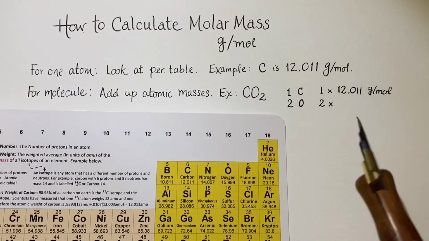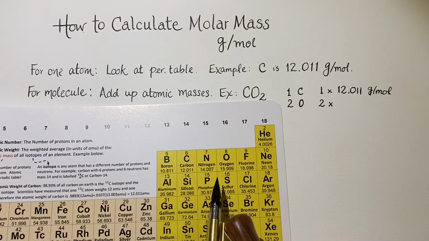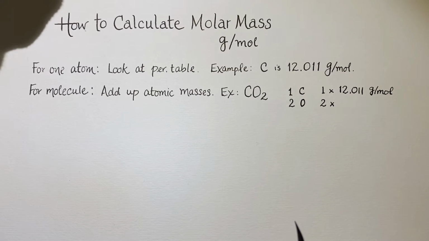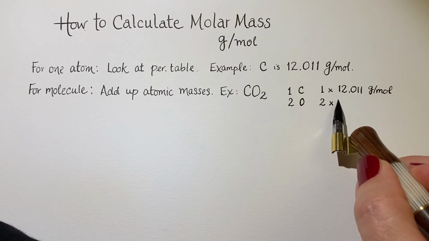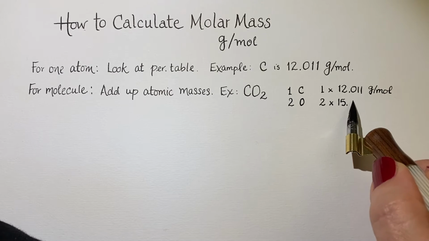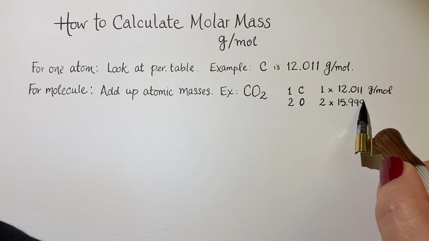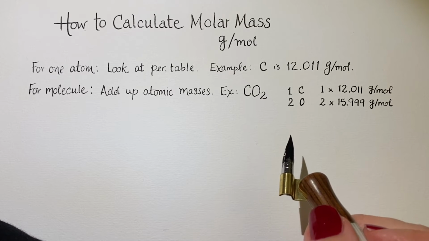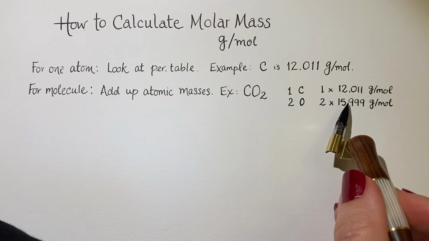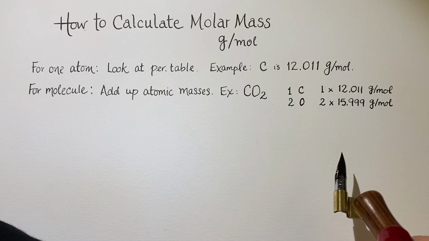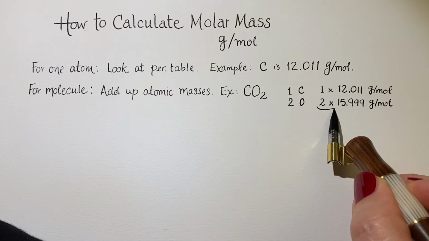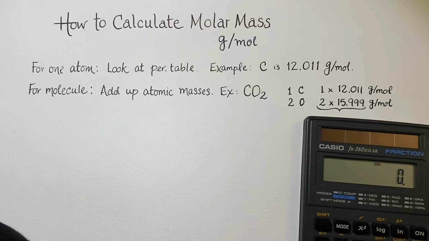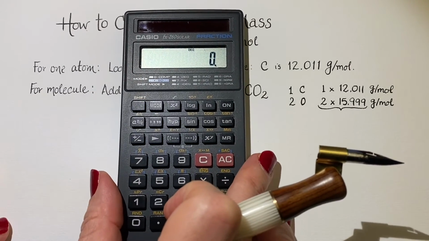So we get our periodic table, and here's our oxygen. We look and see 15.999 grams per mole is the atomic mass for oxygen. So 2 times 15.999. Okay. And then after we multiply through here, we add it all up together. So why don't we go to our calculator. Multiply 2.